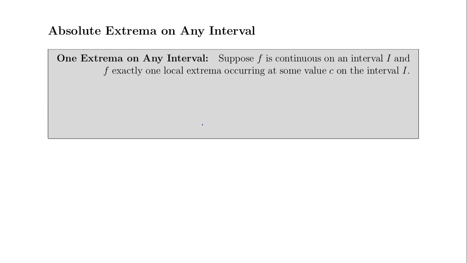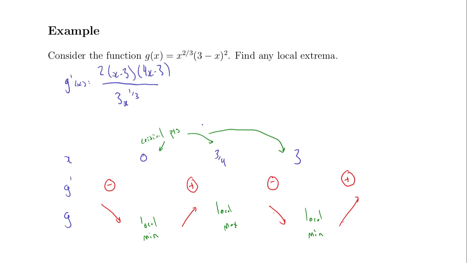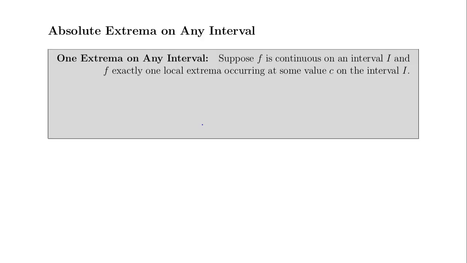But let's suppose that we have a function that's continuous on just an interval. Could be open, it could be closed. Maybe it's a combination of both. And we have one local extrema occurring at some x value. So maybe we had a bunch of critical points, but only one of them was a local max or a local min. We could find that using the first derivative test, right? Check the sign of the derivative around there. Let's say that we have one local extrema.